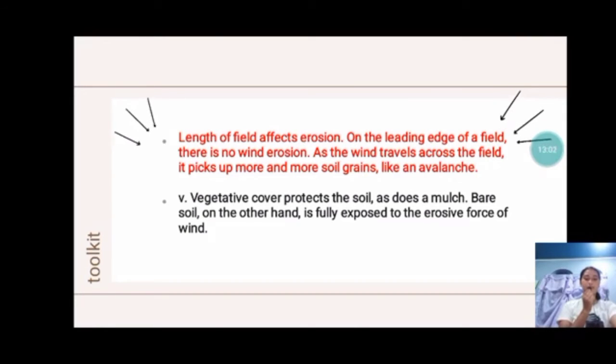Atmospheric precipitation, water erosion, and wind are the two variables that have a direct impact on soil wind erosion.